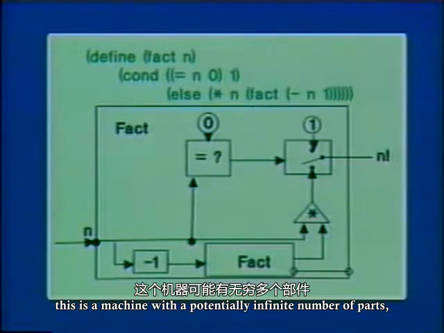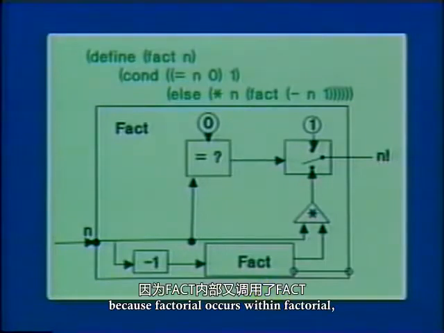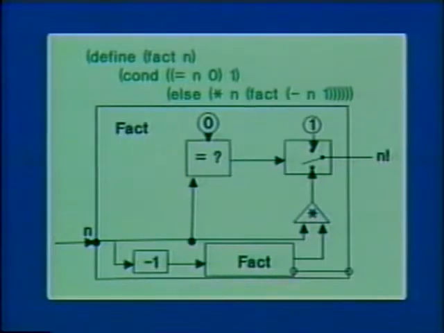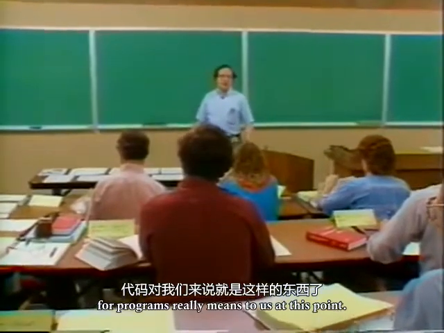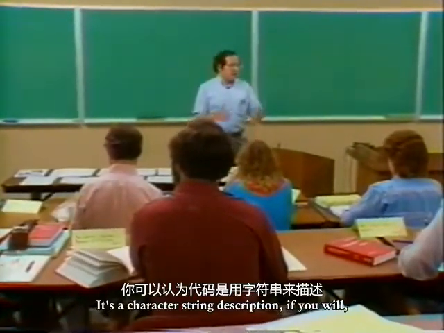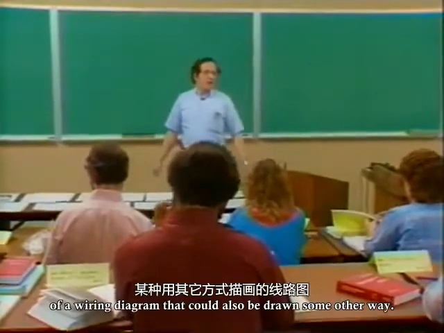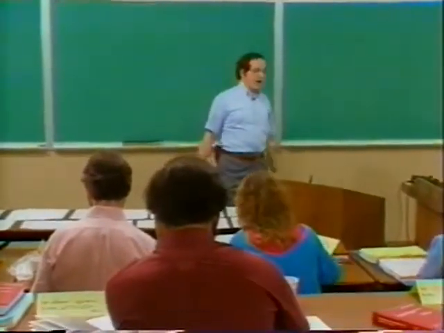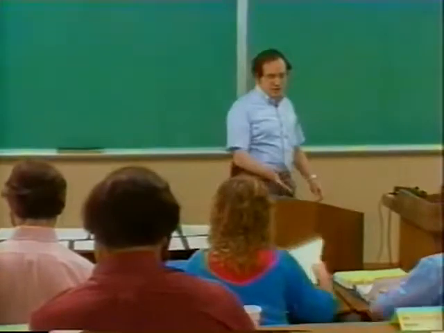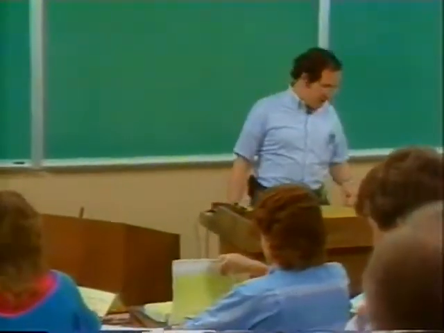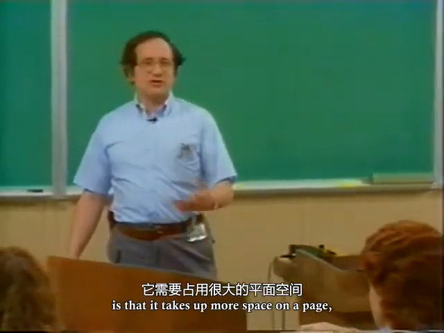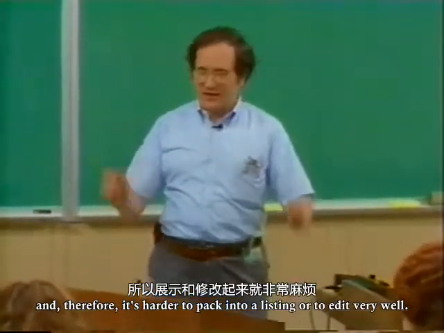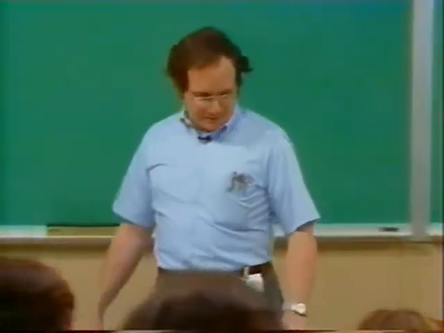Of course, this is a machine with a potentially infinite number of parts because factorial occurs within factorial, so we don't know how deep it has to be. But that's basically what our notation for programs really means to us at this point. It's a character string description, if you will, of a wiring diagram that could be also drawn some other way. And in fact, many people have proposed to make programming languages look graphical like this. I'm not sure I believe that there are many advantages. The major disadvantage, of course, is that it takes up more space on a page, and therefore it's harder to pack into a listing or to edit very well.